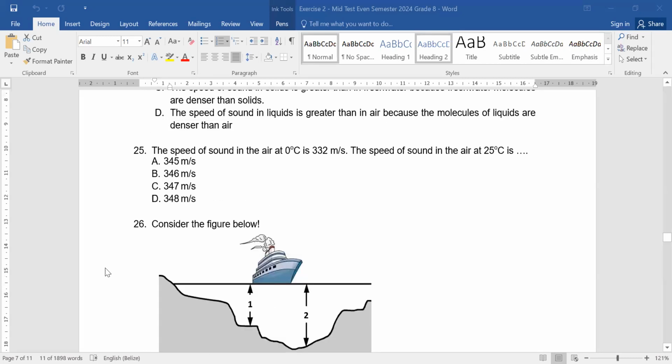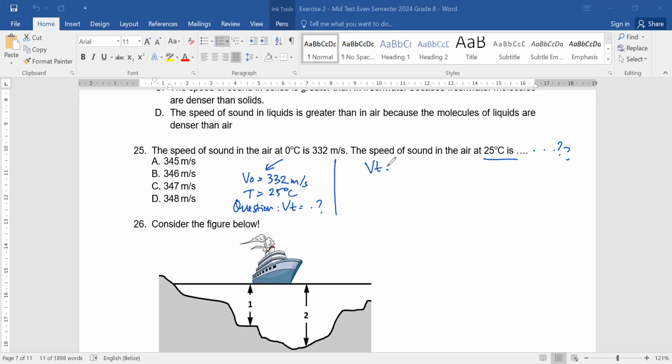Okay, next question number 25. Oh, we still have a lot, until 30, I think. Okay, the speed of sound in air is 332 meters per second when the temperature is 0 degrees Celsius. So we can refer to this as V0. And then the speed of sound in the air when the temperature is 25 degrees Celsius, this is the question. The question is asking what is VT? It means when the temperature now is 25 degrees Celsius.